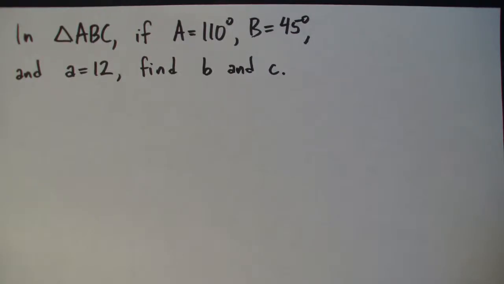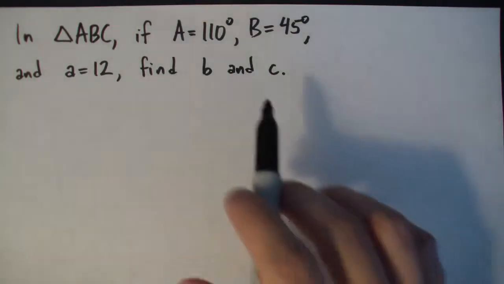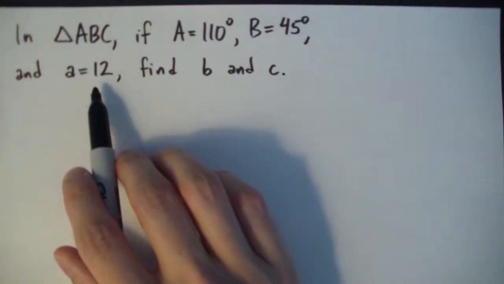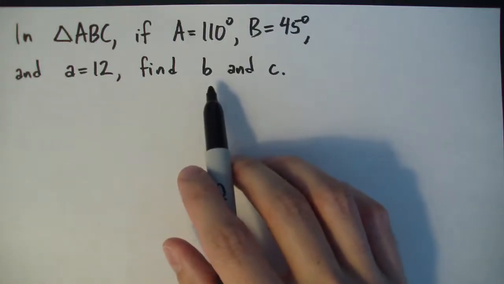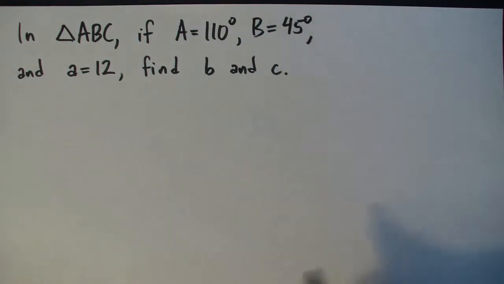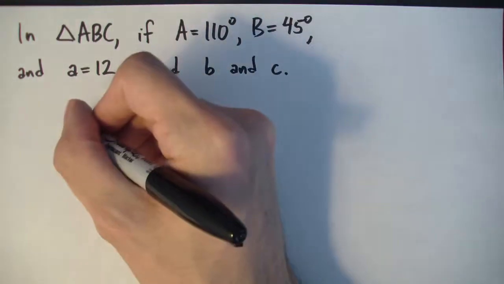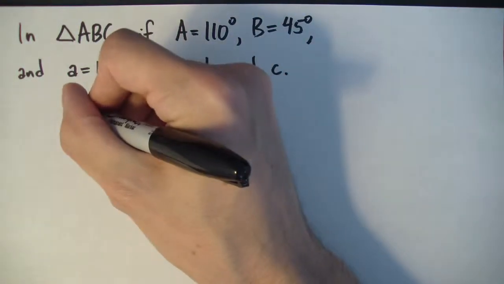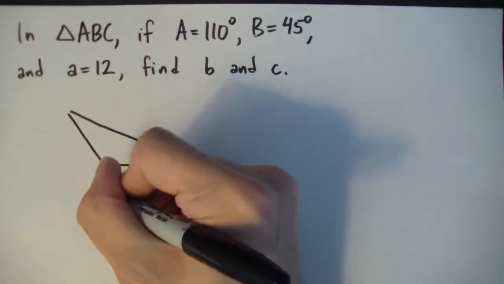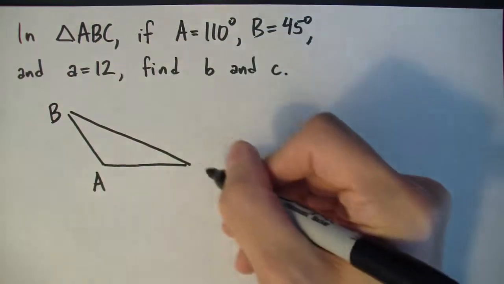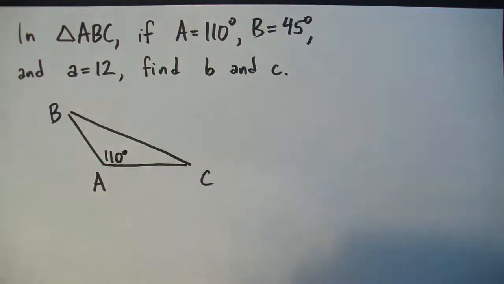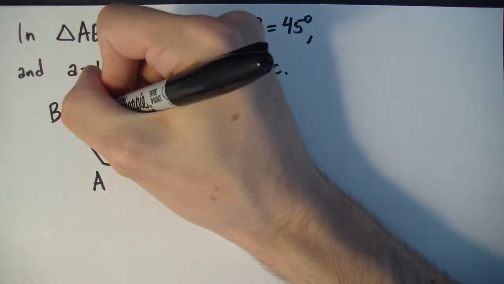As another example, in a triangle ABC, if we're told that angle A is 110 degrees, angle B is 45 degrees, and side a is 12, we're again asked to find the other two sides of the triangle. So let's again draw a figure to see what this looks like. Now A is an obtuse angle, so I'll draw that a little bigger. So here's A, B, and C. A, as we're told, is 110 degrees, and B is 45 degrees.